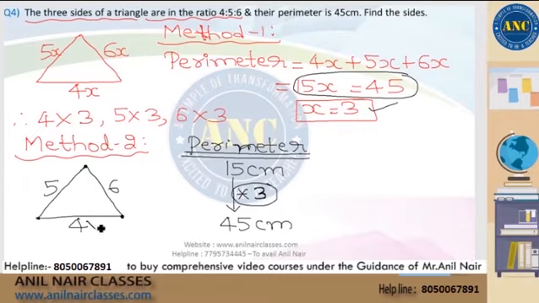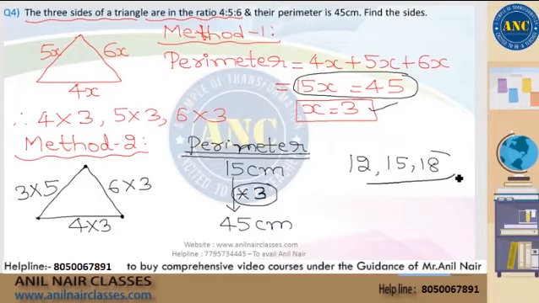So multiply all these three sides also with 3. It is 4 into 3. It is 5 into 3. It is 6 into 3. The answer for this question is 12, 15 and 18. Very easy question. Sir, why is this question related to my next question?